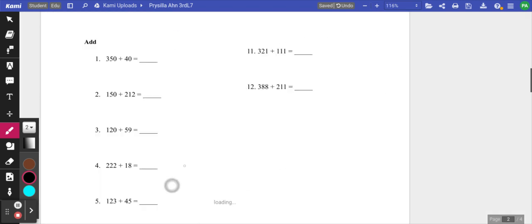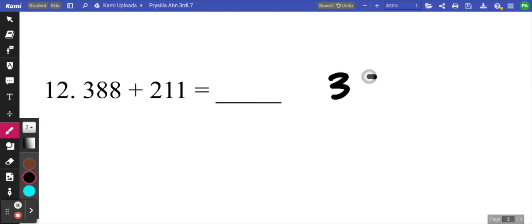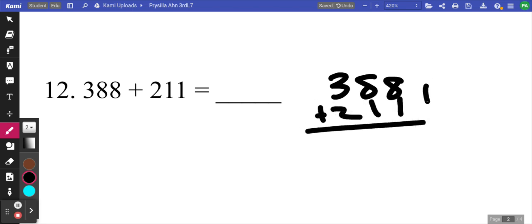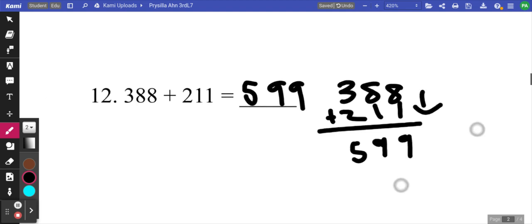But 3 big numbers like number 12, so let's try adding this one. Let's just add down. So 8 plus 1 is 9, 8 plus 1 is 9, 3 plus 2 is 5, so your official answer is 599. So you see, it's just big numbers, but all you're really doing is just literally adding down.